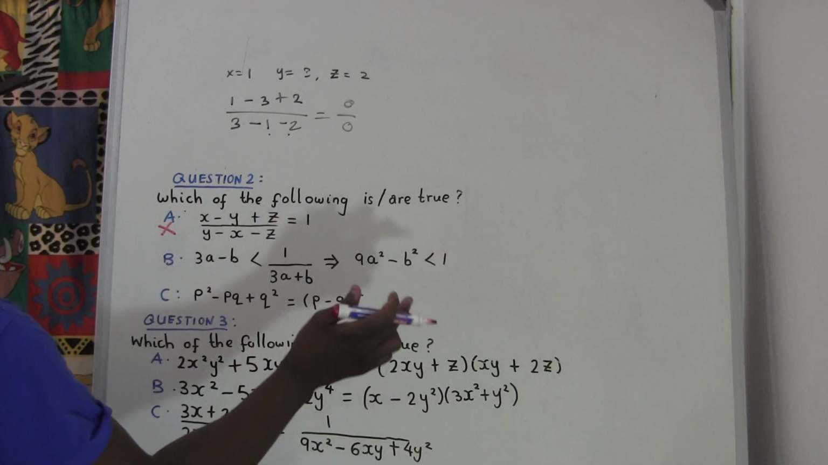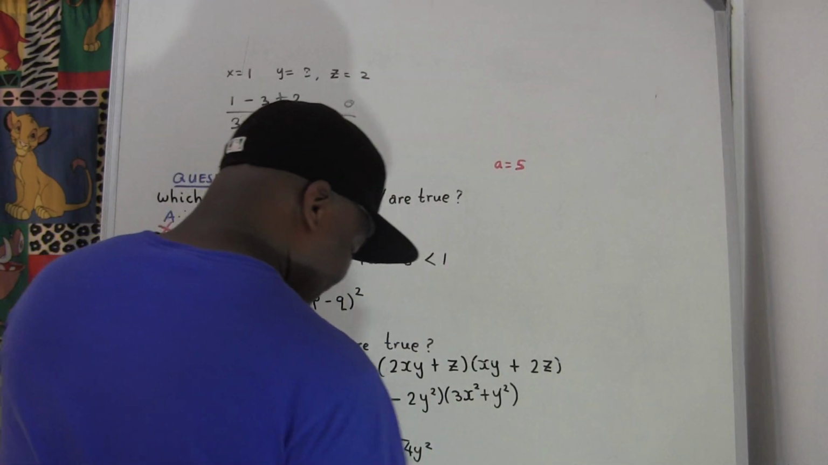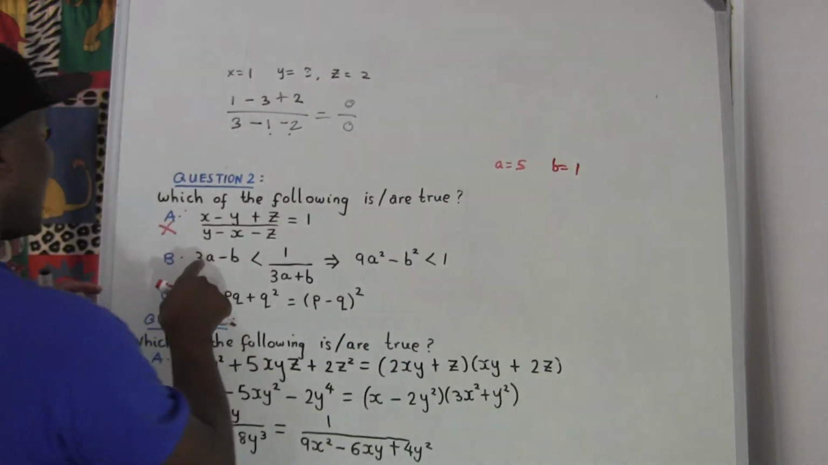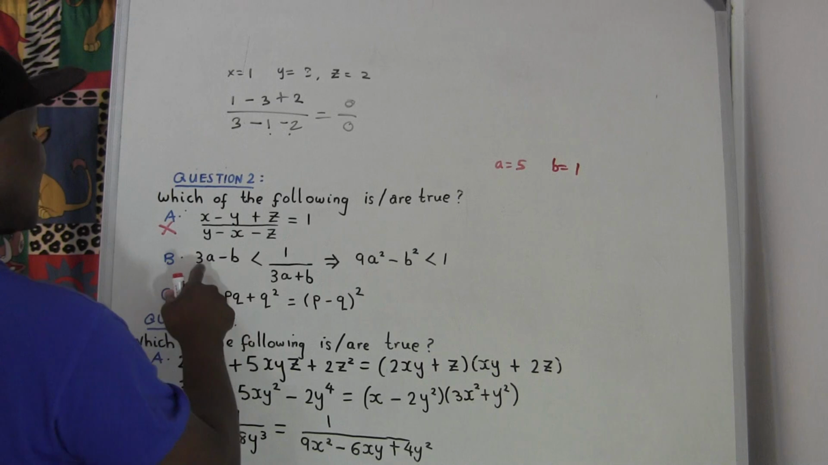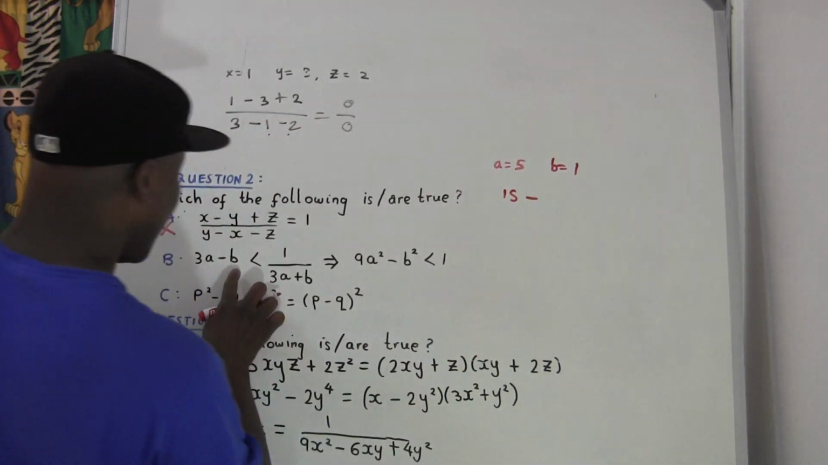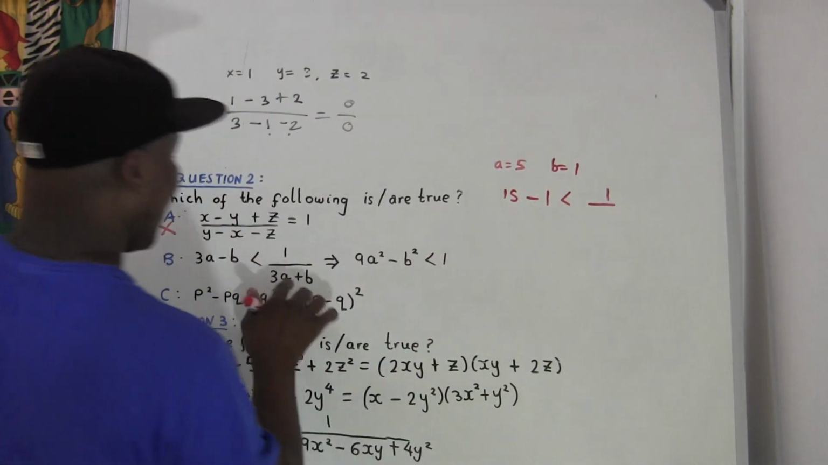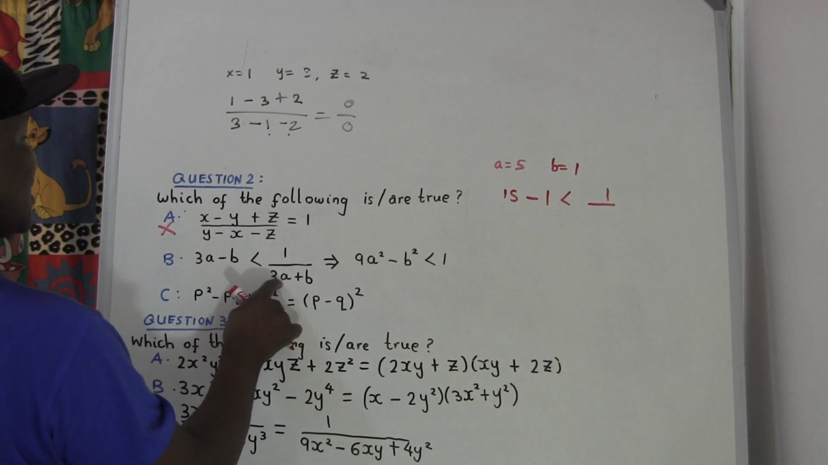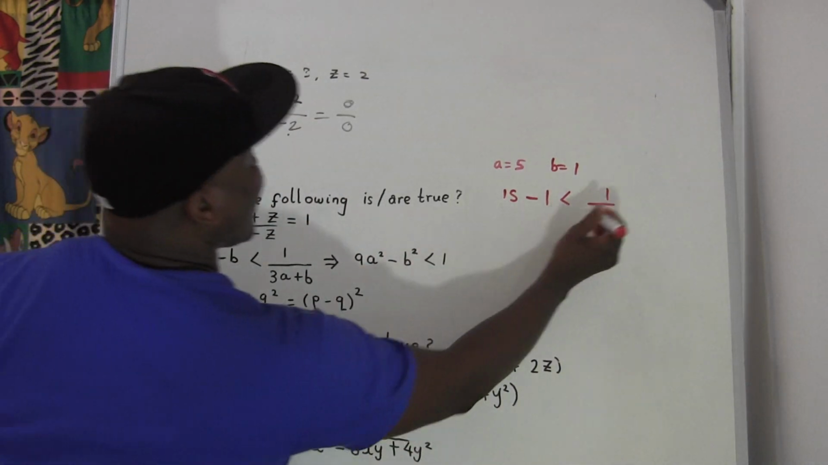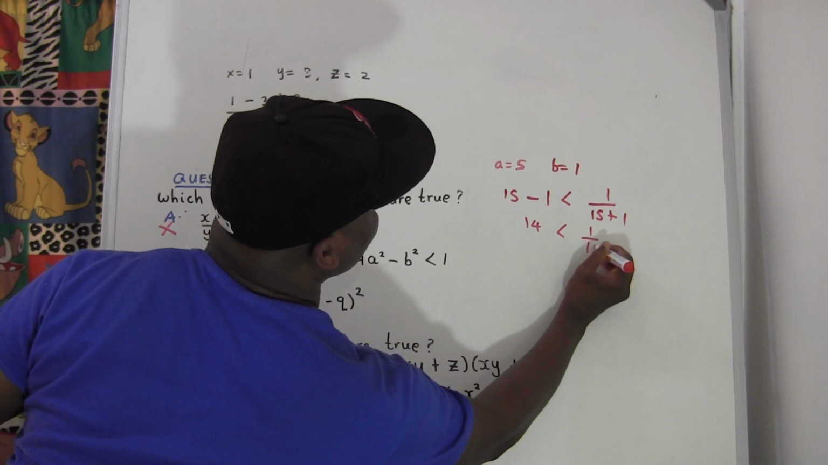For example, give a equal to any number. Let's say a equal to 5, and b, let's say equal to 1. Okay, now let's plug in. So 3 times 5 equals 15. Okay, now minus ab. b equal to 1. Now they say it's less. Okay, let's see. 1 over 3 times a. What is 3 times a? a equal to 5. 3 times 5 is 15. And then plus ab, b equal to 1. Now this is going to be 14 and this is going to be 16.